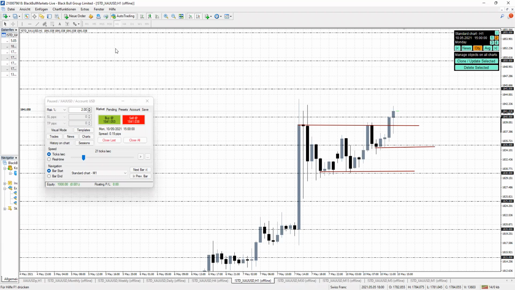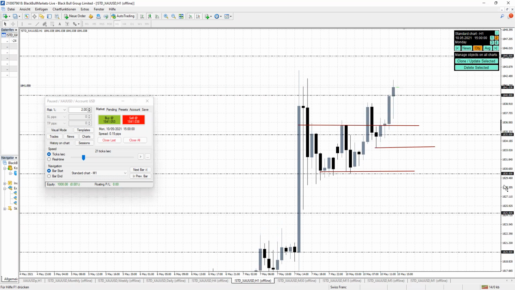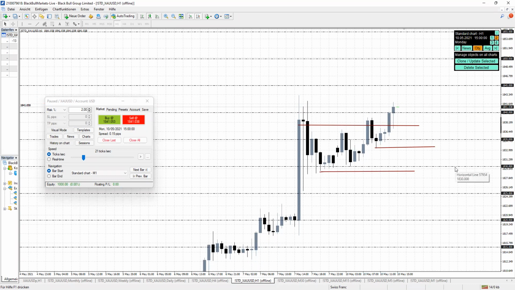So this is the resistance which it already broke, and this long wick already retested and closed above it. Right, so there is the support downside, like the first structure, second structure. If it breaks the first structure and the second structure, there is a high probability chance it will come down to this level.